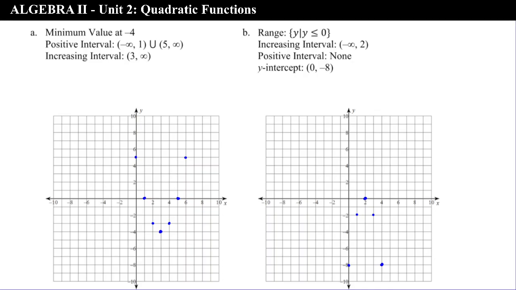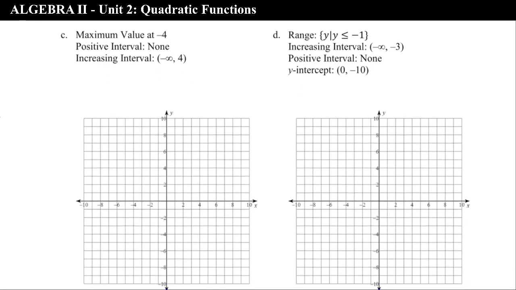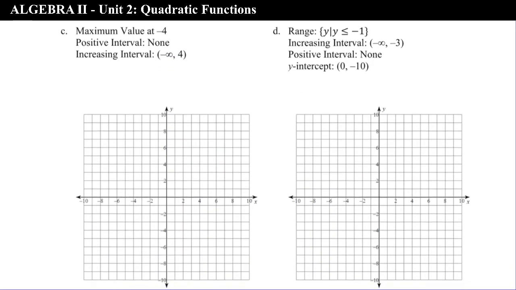Let's do a couple more of these examples. So in this one, we have a maximum value at -4. We have no positive interval, and we have an increasing interval from -infinity to 4. Well, since we're increasing from -infinity to 4, we know that 4 is going to be our x for our vertex, and the maximum is going to be -4, which means this is going to be the top of our parabola. And if that's the top of our parabola, we're going to be inverted.